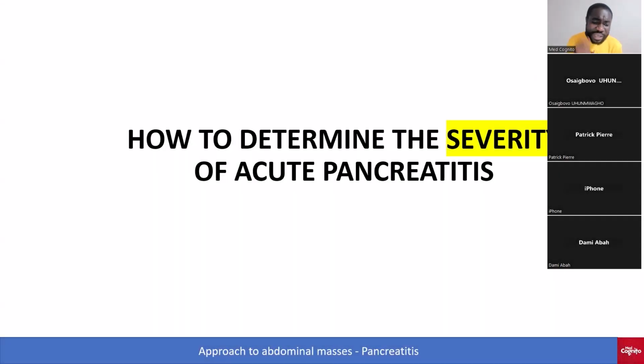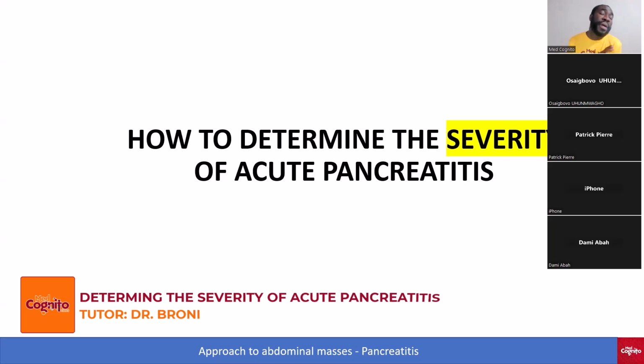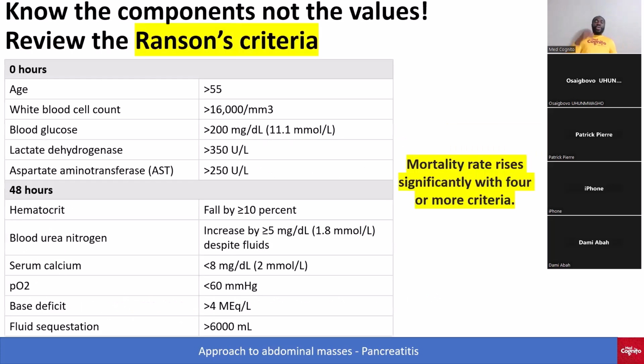One other key thing you want to learn when you're preparing for acute pancreatitis is determining the severity of acute pancreatitis, determining severity. And what do I mean by that? We use what we call the Ranson's criteria, but you realize that in Canadian boards, it's not really about what is the Ranson's criteria. No, no, no.